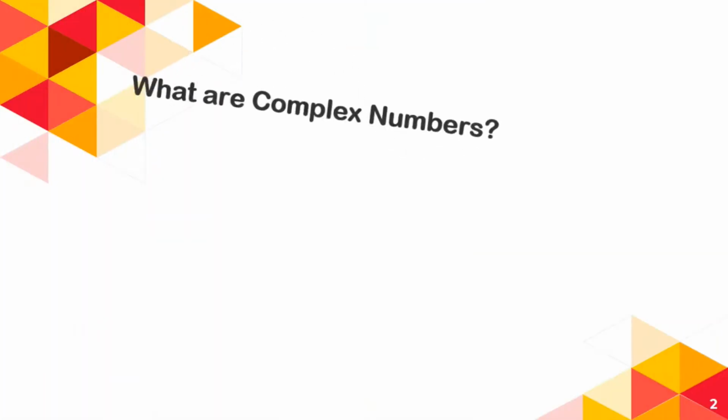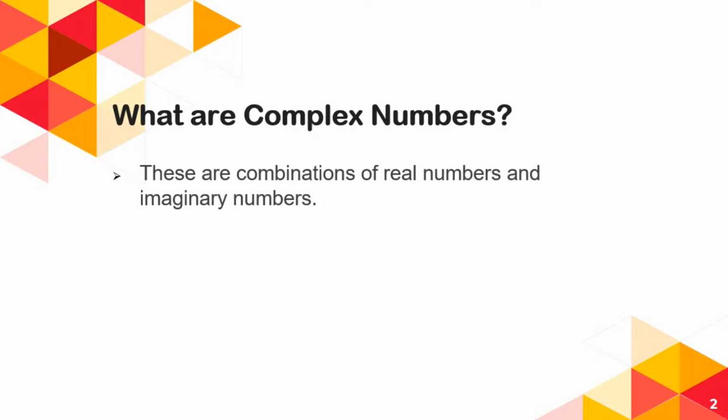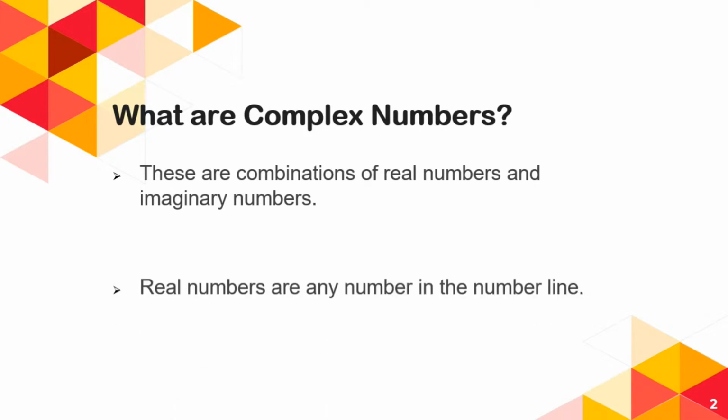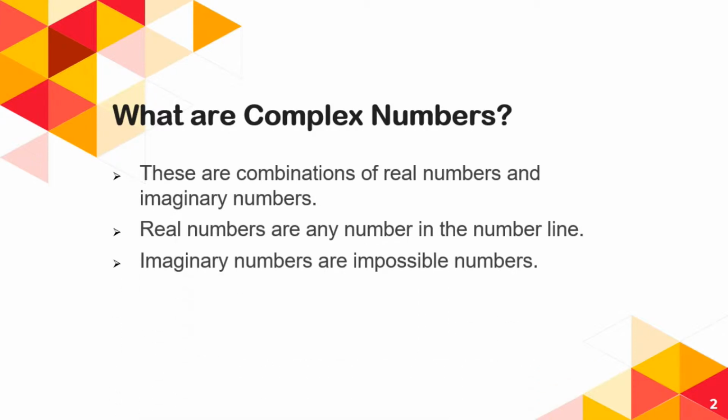Now, what are complex numbers? These are combinations of real numbers and imaginary numbers. For those of you who don't know, real numbers are any number on the number line, for example 1, 0, pi, 2, and a lot more. Imaginary numbers are impossible numbers, like i, which is equal to the square root of negative 1, and 3i, which is equal to the square root of negative 9.